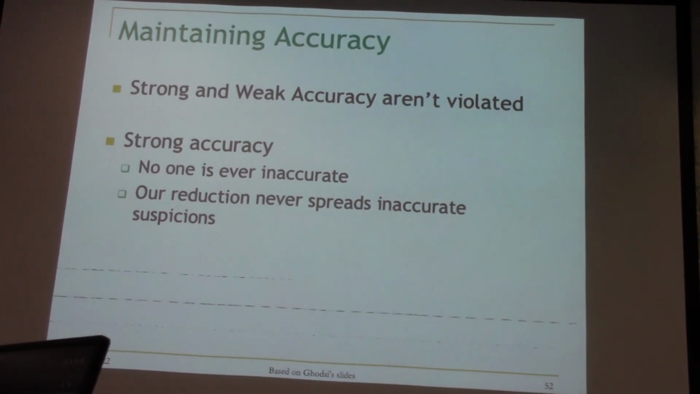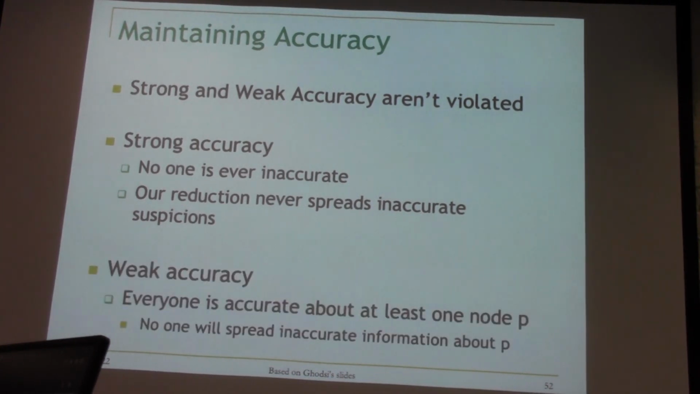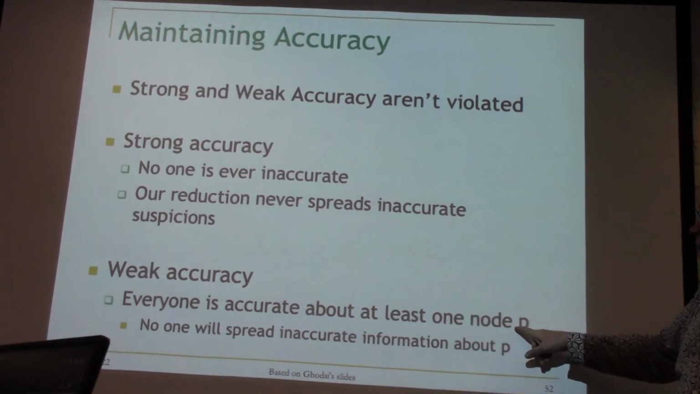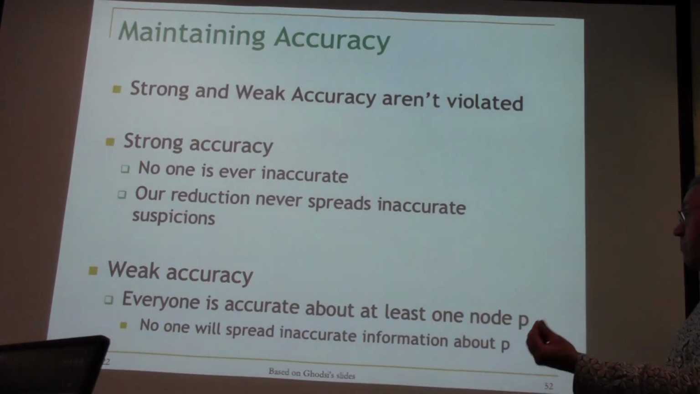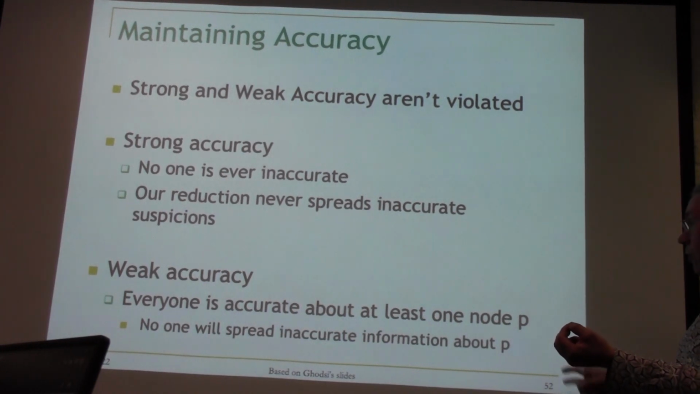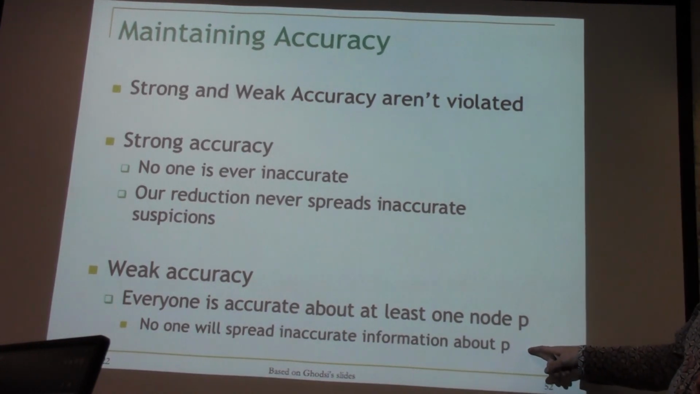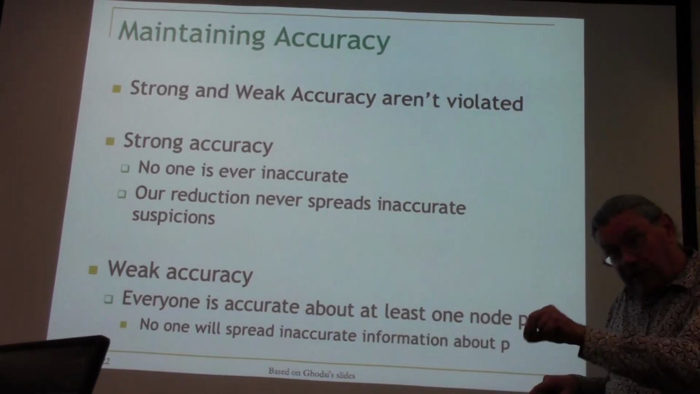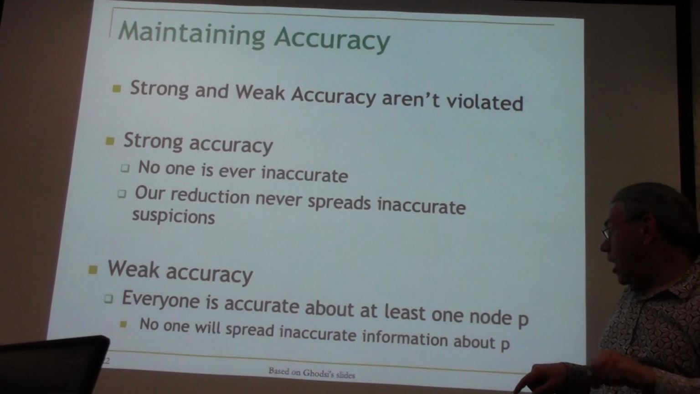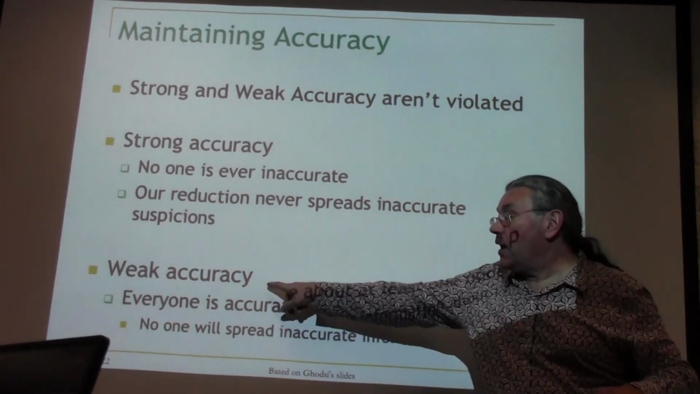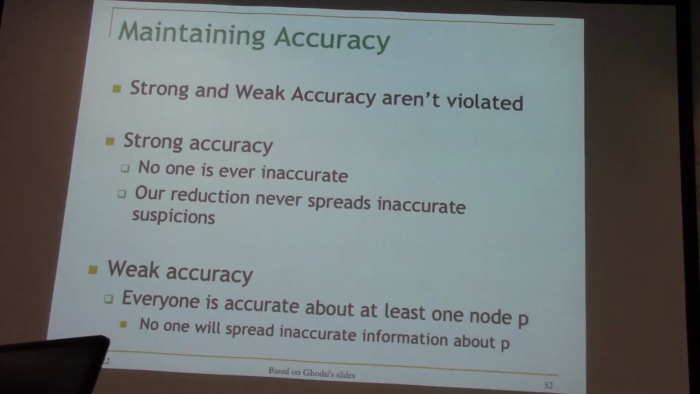Okay? The other one is slightly different. Okay? Weak accuracy means everyone is accurate with respect to this one privileged node. And therefore, no one will make mistakes with respect to that node, so we will not have inaccurate information about that node, so the weak accuracy is maintained. Okay?